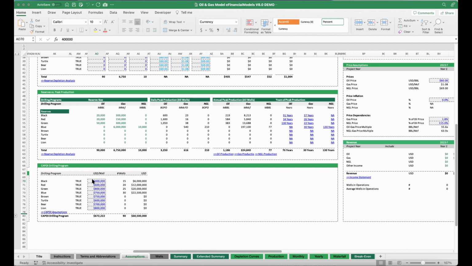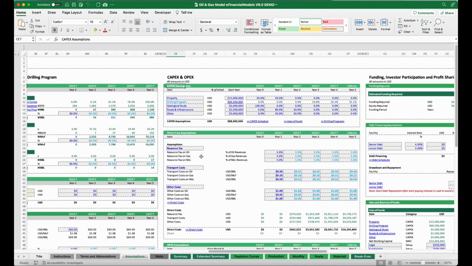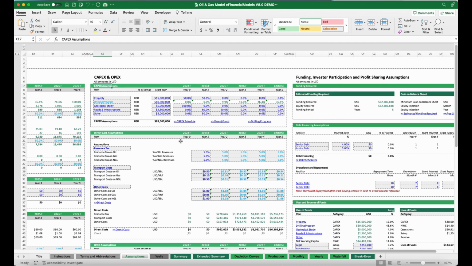The next topic we need to look at are the drilling costs for these programs. We can do this by estimating the cost it takes to drill one well and then multiply by the number of wells, and we get the expected costs for these drilling programs. These drilling costs are then added to the CAPEX, capital expenditures budget for this project, which might also include costs for property, geological study, roads, infrastructure, and similar investments. And as you can see here, we have assumptions to either count them at the beginning or in the first year, or move these costs around as per our project plan.